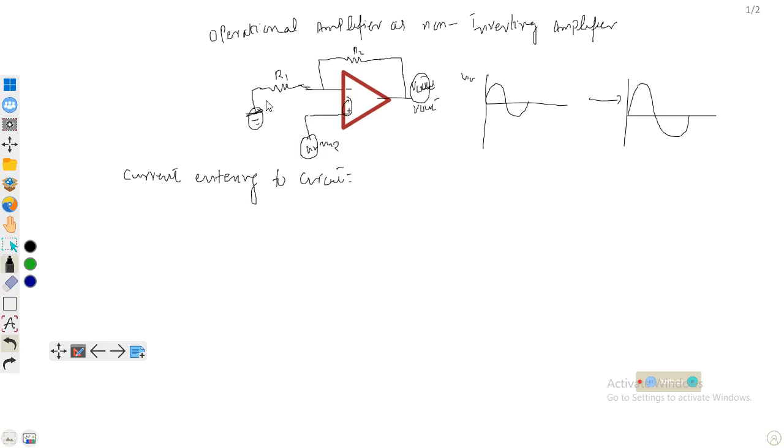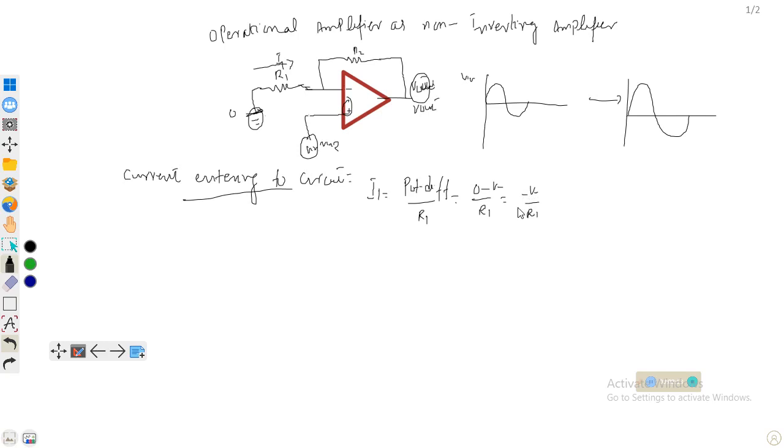Let's say the current entering the circuit is I1, the current through resistance R1. I1 will be equal to the potential difference divided by resistance, just like Ohm's law. The potential difference between these terminals: this one is grounded, so 0 minus V minus, divided by R1, so it will be equal to minus V minus divided by R1.